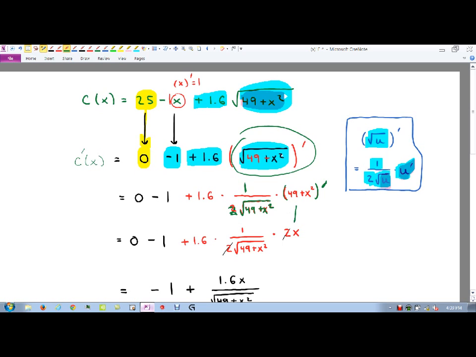So I take the derivative of 49 plus x squared. The derivative of 49 is 0. It's gone. The derivative of x squared is 2x. So all you get is 2x out of there.